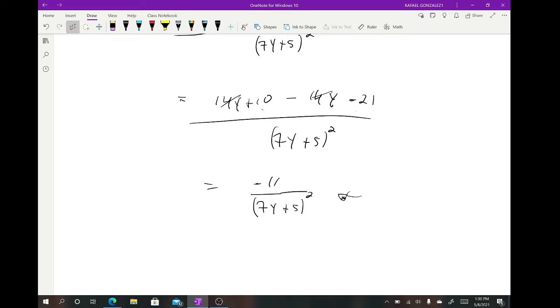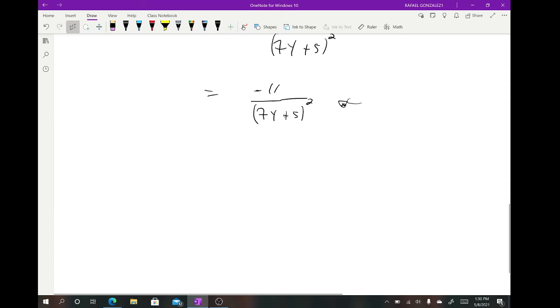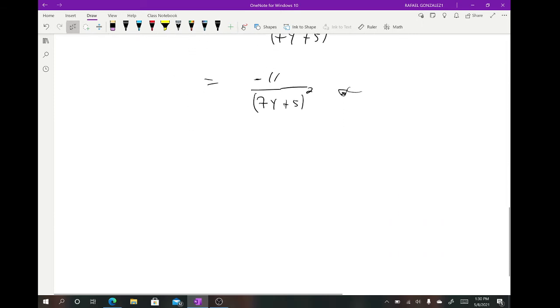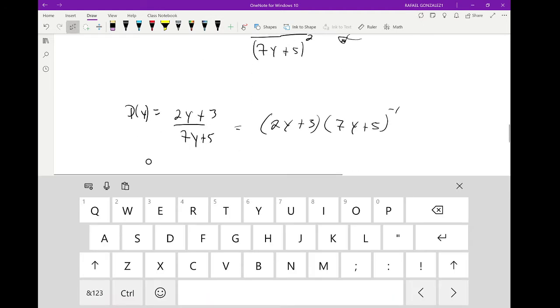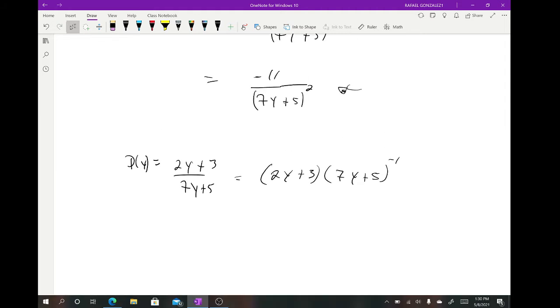Now, before we move on from this problem, I'm just going to rewrite it again because I want to make a point. The problem was 2y plus 3 divided by 7y plus 5, and we used the quotient rule to solve this. We could have also used the chain rule if we rewrote the problem like this. Just simply bring the denominator to the top and write it with a negative exponent, and then you could solve this problem by using the product rule and the chain rule.